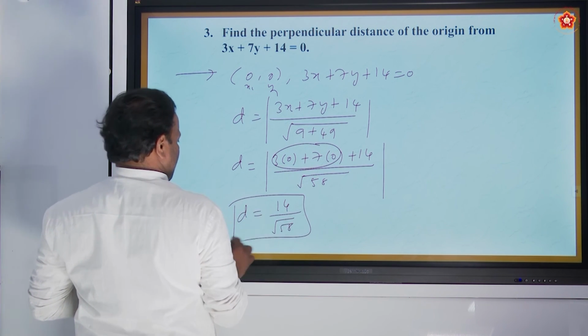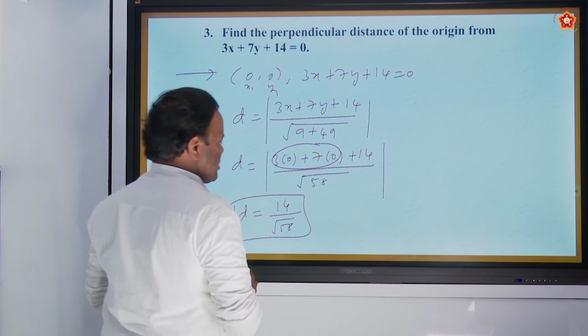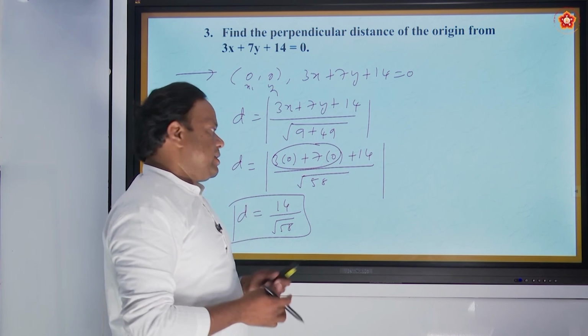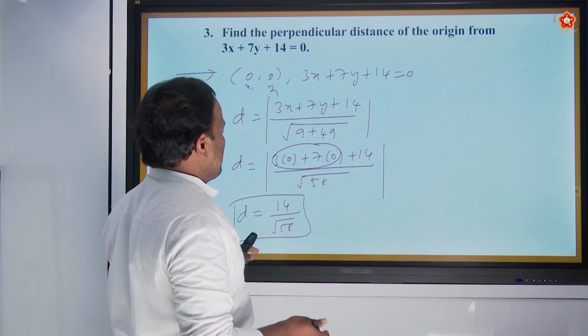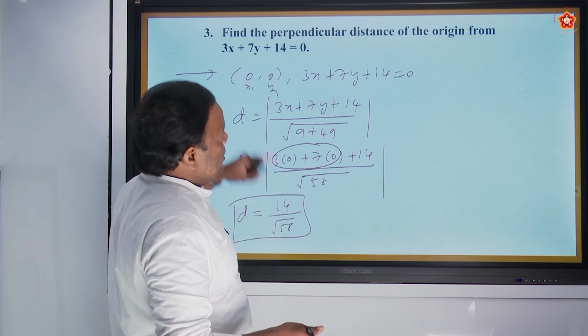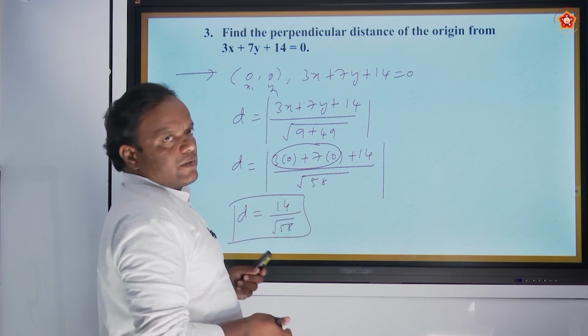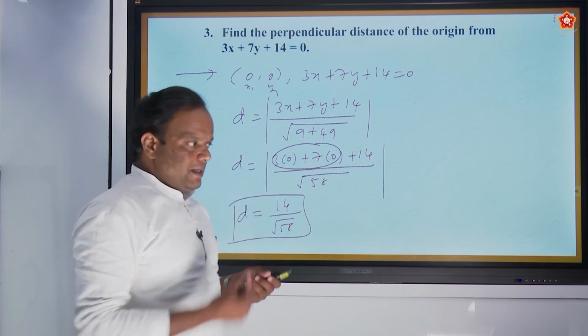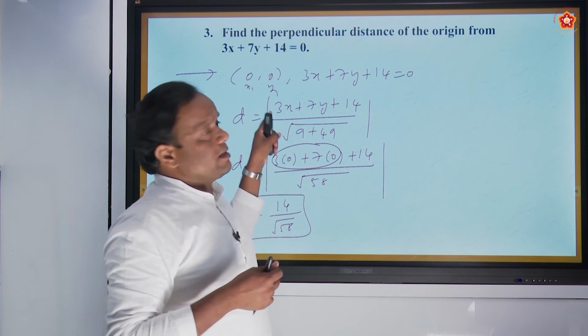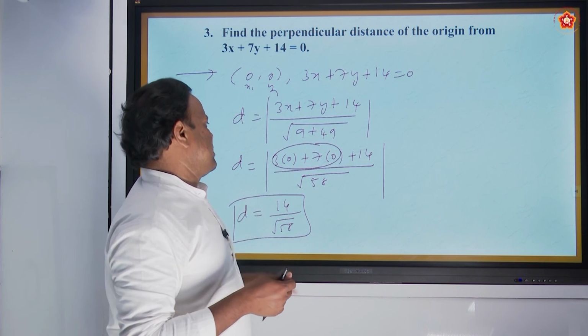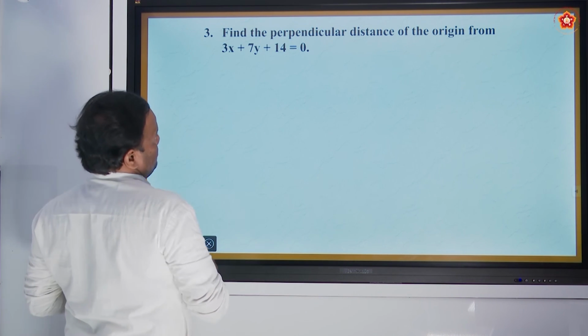So you know how to factor the 58? If possible, you can simplify the square root. Otherwise keep it as it is. This is the distance between the origin and the line 3x + 7y + 14 = 0. Very simple. You can directly use the equation in the mod, put the x and y values, and you will get the answer directly.